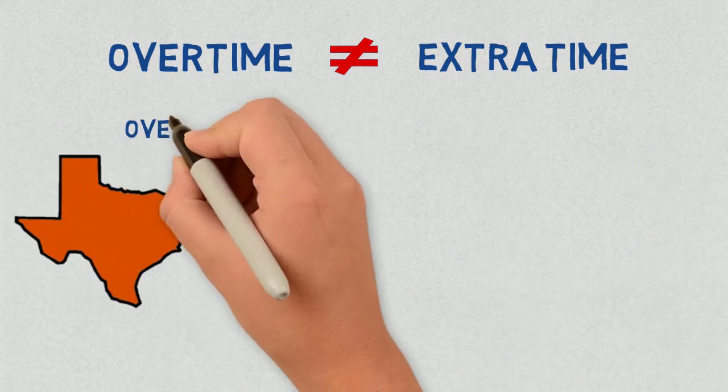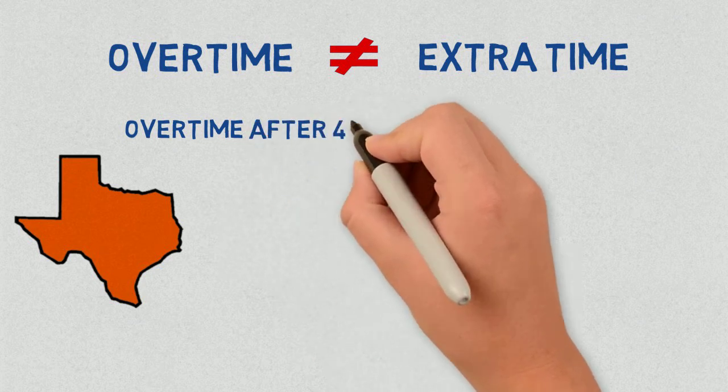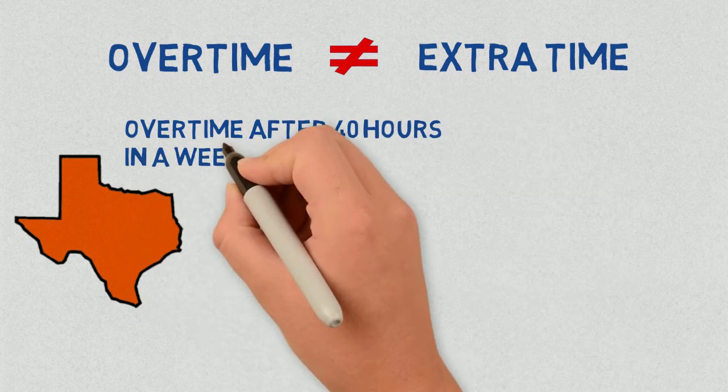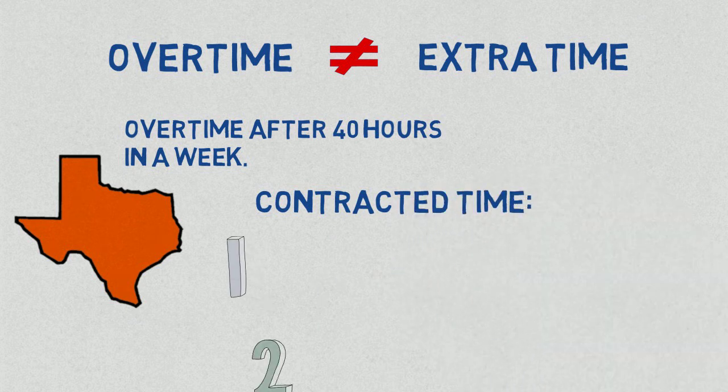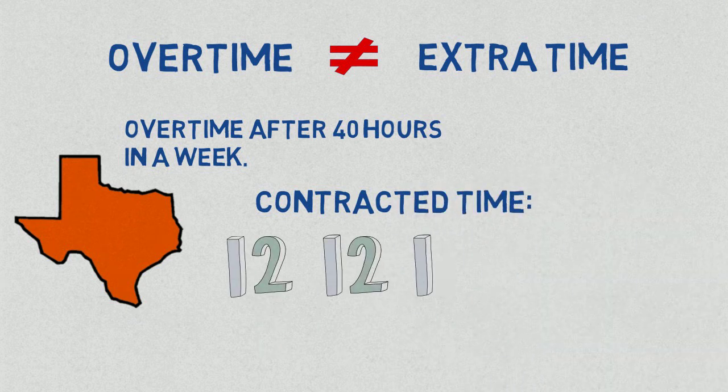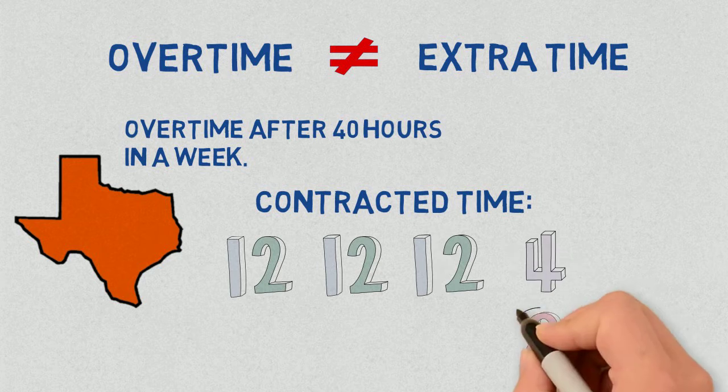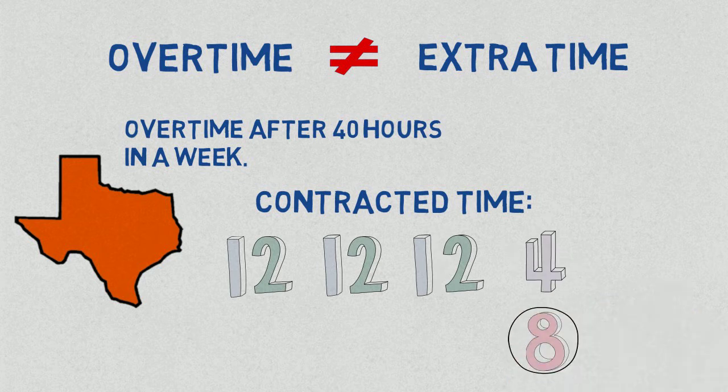In example 2, the overtime law in Texas requires employers to pay time and a half after working 40 hours in a week. Therefore, if you're contracted to work 48 hours per week, then the last 8 hours you work will be overtime but not extra time.